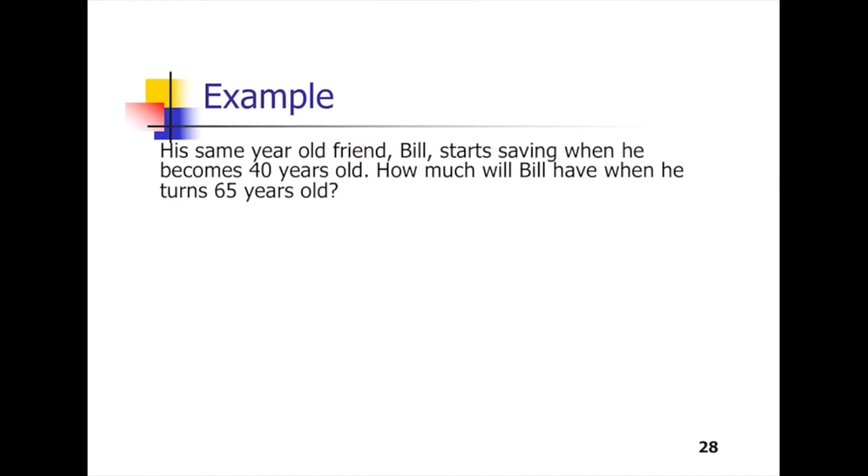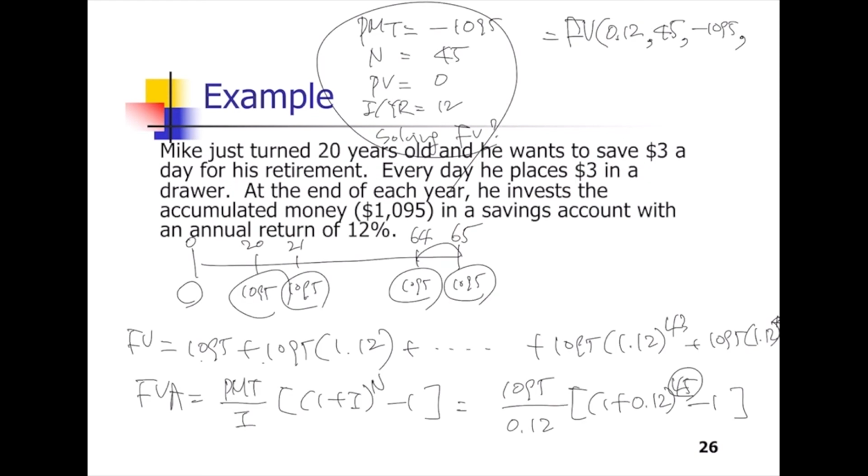This is the second question. His 7-year-old friend Bill starts saving when he becomes 40 years old. How much will Bill have when he turns 65 years old? In the timeline, Bill starts at 40, right? So the only changed variable is N. So N goes to 25, right? So when you change this variable, you can get the number.